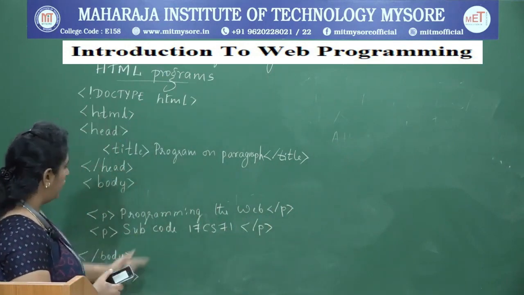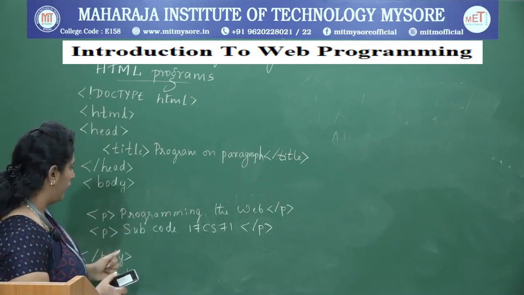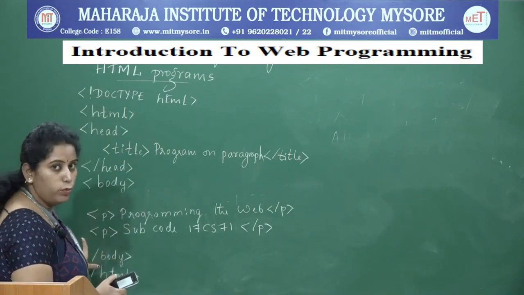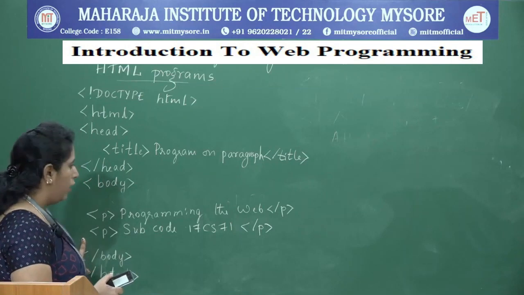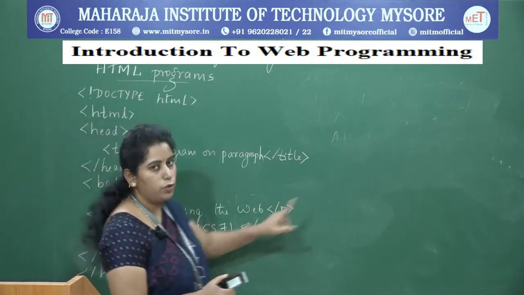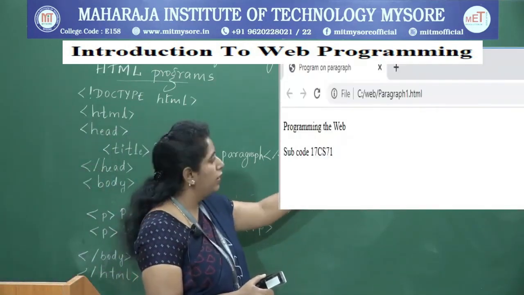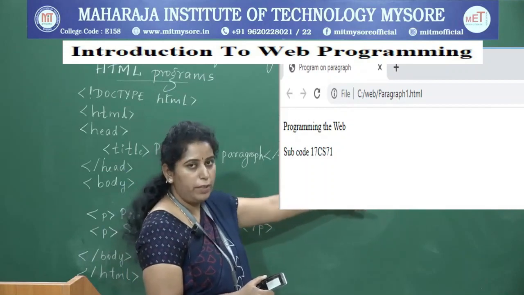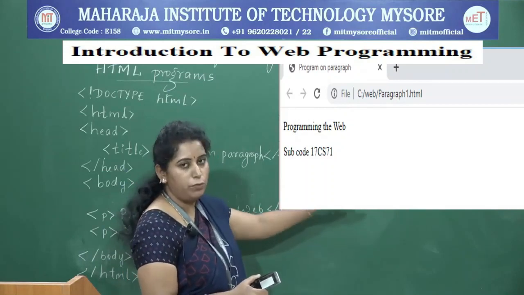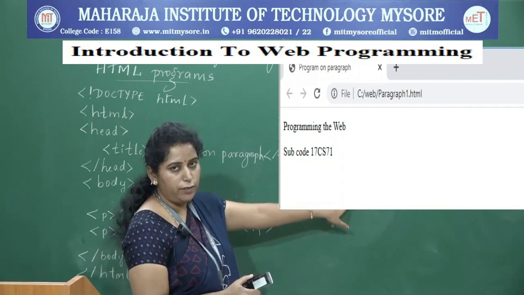You can notice I have given two texts like this with two p tags. Okay, once you run this program, you can look into the output like this. First line prints programming the web, second line prints subject code is 17CS71.